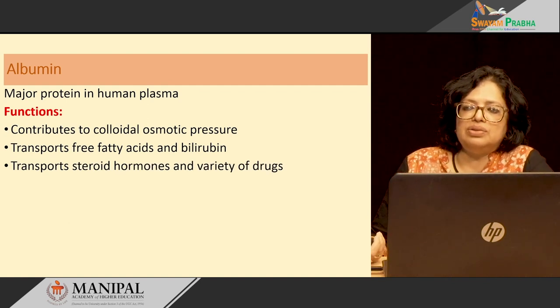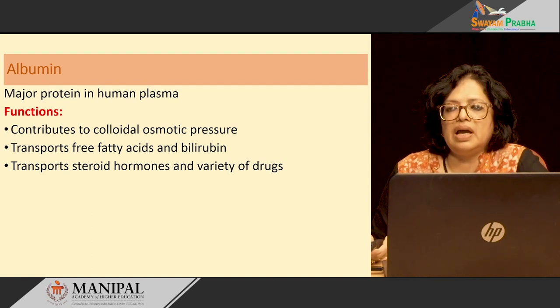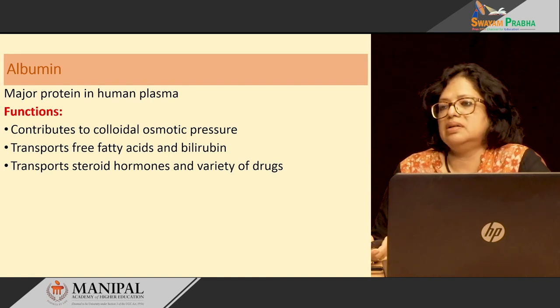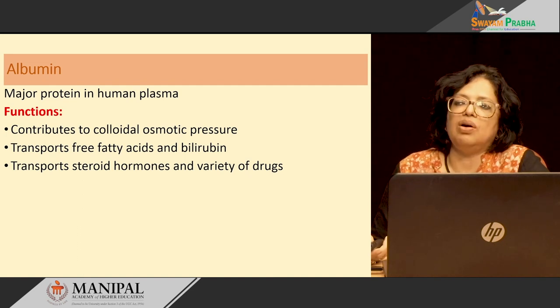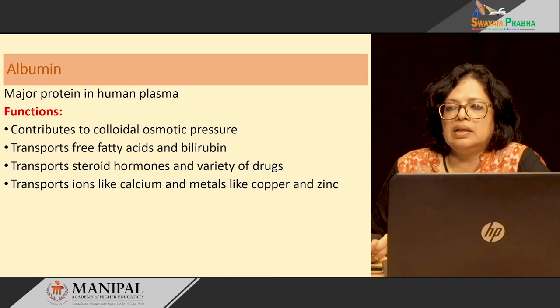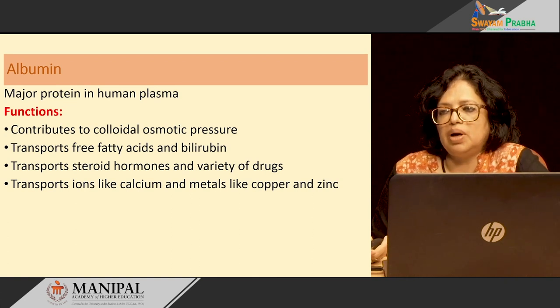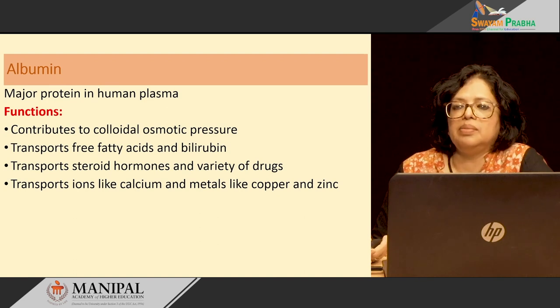Albumin also binds to steroid hormones. There are a number of steroid metabolites in our blood. So, they are also very hydrophobic compounds. So, they need a binding protein and albumin does the work. And any medications that we may be taking also bind to albumin. Albumin also transports ions like calcium, and we call it the protein bound calcium, and the copper and the zinc in blood.